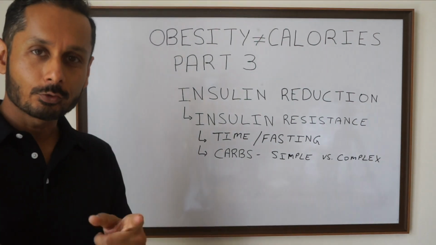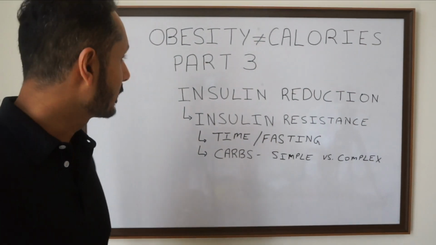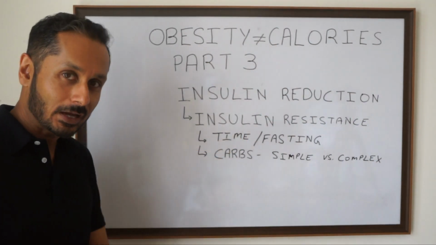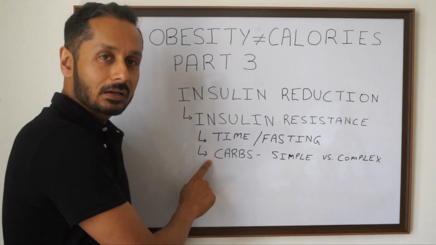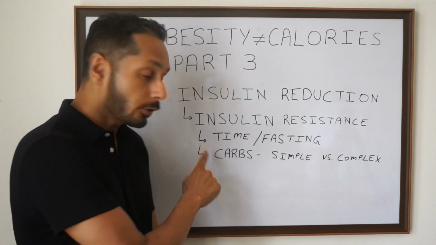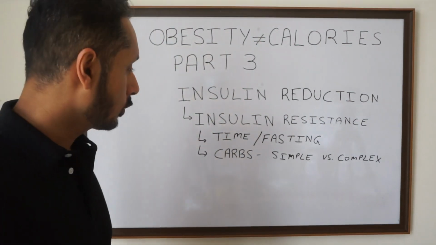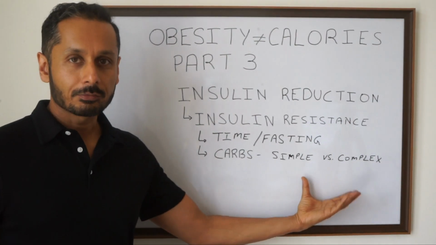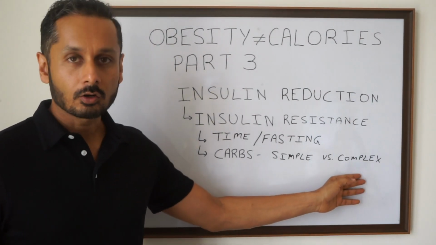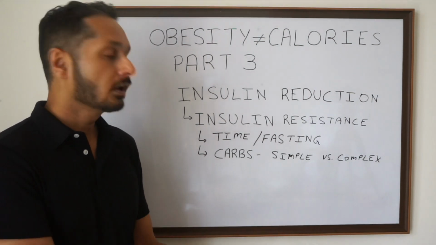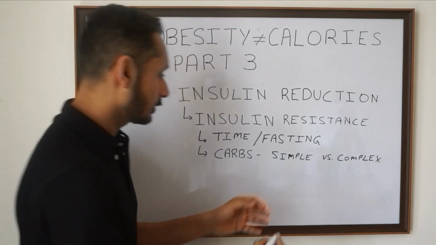For those of you who got very excited in part 1 that it's not about calories, here is the reality check, okay? Point 2 is also about the type of carbs that you eat. There are 2 types of carbs: simple carbs and complex carbs. Another way to put it is refined flours or whole grains.